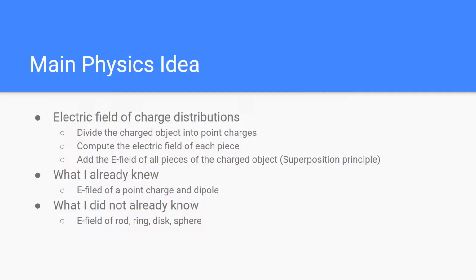What I did not already know was that the E field of a rod, a ring, a disc or a sphere can be calculated using the method mentioned above, and that we can use an integral to find the superposition of the E fields of all pieces of the charged object.